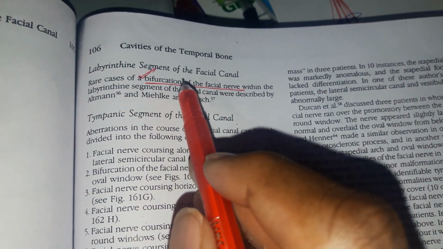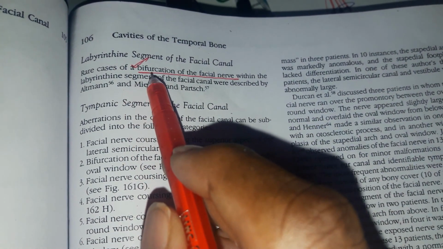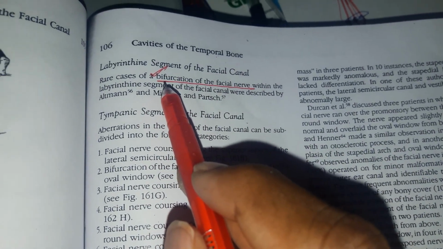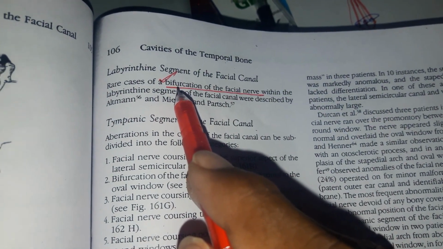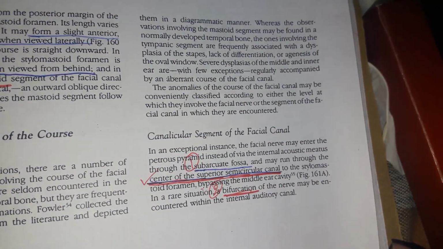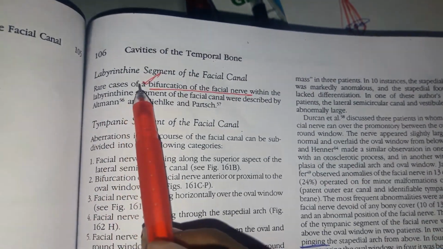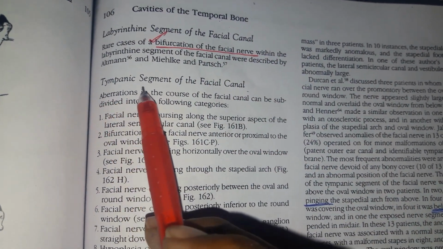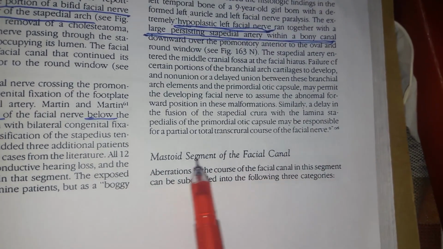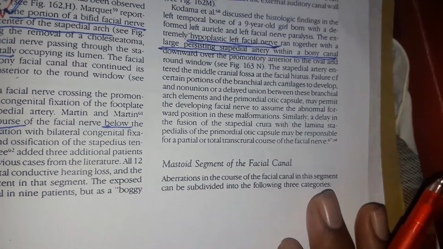And the last part is the labyrinthine segment of the facial nerve. It may be bifurcated. The labyrinthine part of the facial nerve may be bifurcated. So, we have to know the variations of the facial nerve in four areas. One is the canalicular segment of the facial nerve. Another is the labyrinthine segment. Third is the tympanic segment. Another is the mastoid segment of the facial nerve. Okay, this concludes the variations of the facial nerve.